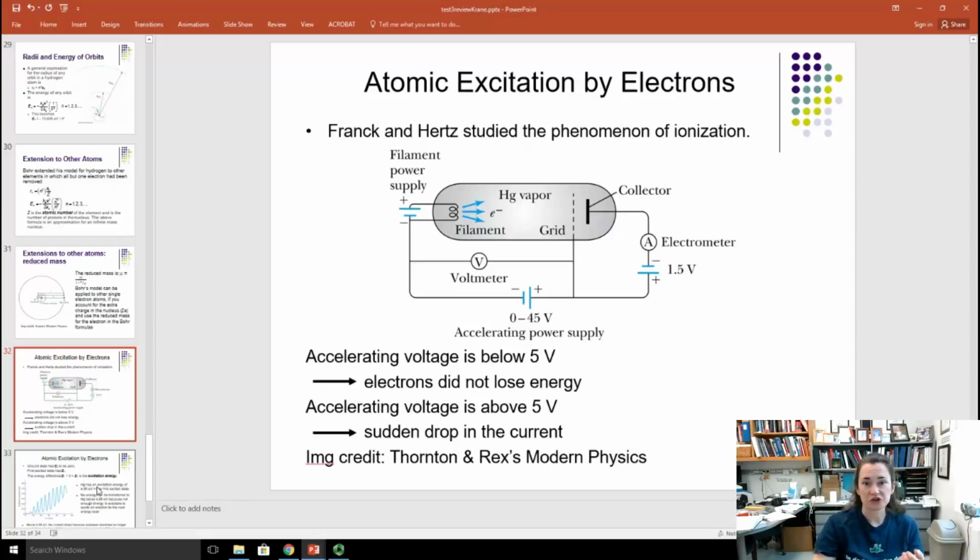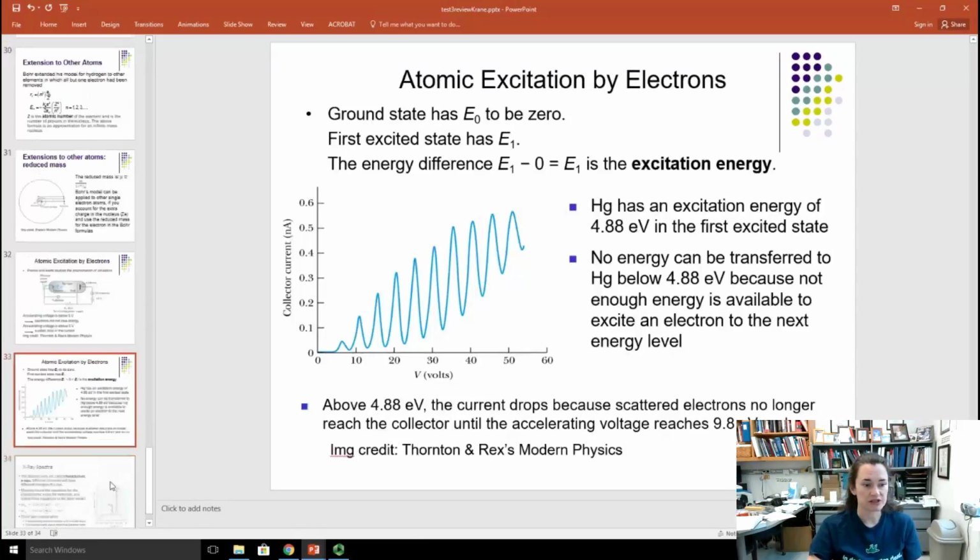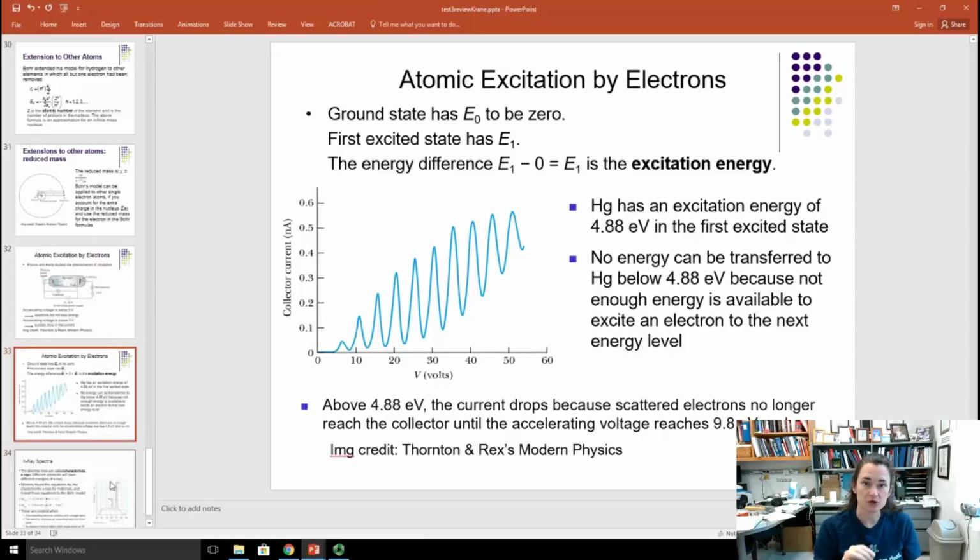And so if you measured the current output of the electrons traveling from the filament across to the collector, you could see dips, okay? And these dips corresponded to the electrons transferring almost all of their kinetic energy over to the mercury atoms. And then they didn't have enough kinetic energy left to make it through to the collector, and so the current went through a drop, okay? And that happened at multiples of the energy difference between the ground state and the first excited state at 4.88 eV. So if you see the dip at 4.88 eV, that means that it went through one collision and transferred almost all of its energy.